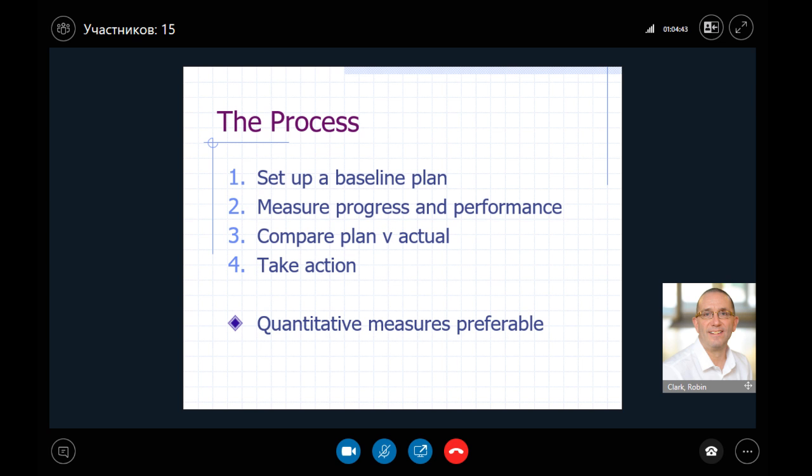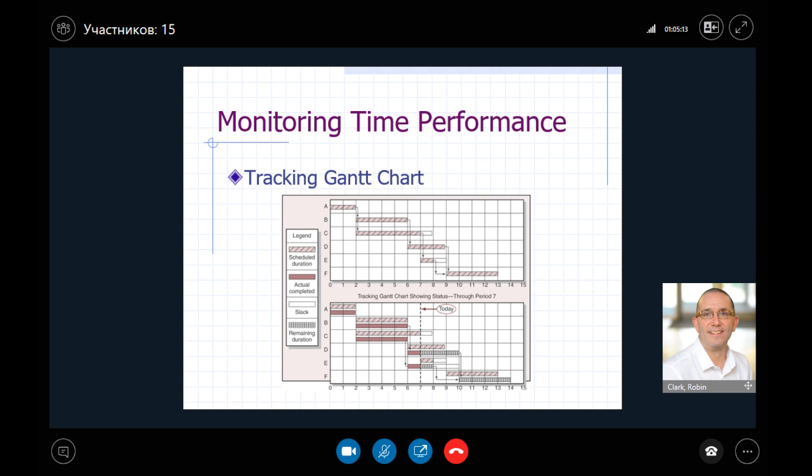The way in which we do that is we set a baseline plan. That's that basic plan that we set up based on our work breakdown structure, based on our Gantt chart. And then what we do is we measure progress and performance as we go through. Periodically we measure that performance, and then we compare the plan that we produced initially to the actual progress that we're making. And if it's not right, we're falling behind, then we need to take action. We can do it in a range of different ways. We can use a tracking Gantt chart, which is to some extent a visual representation.